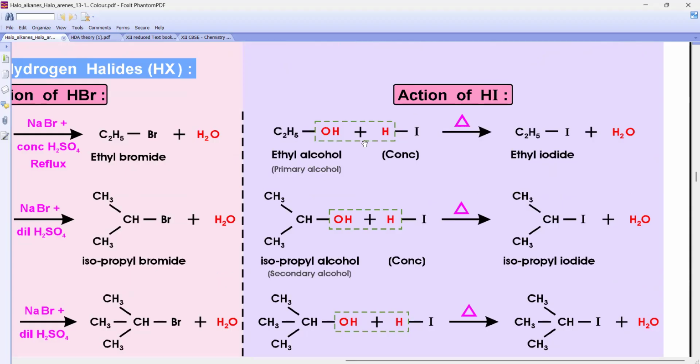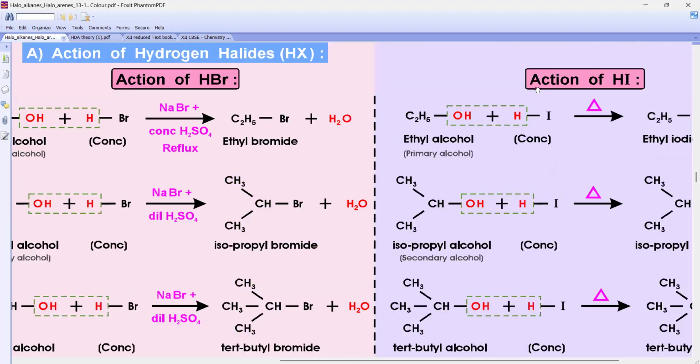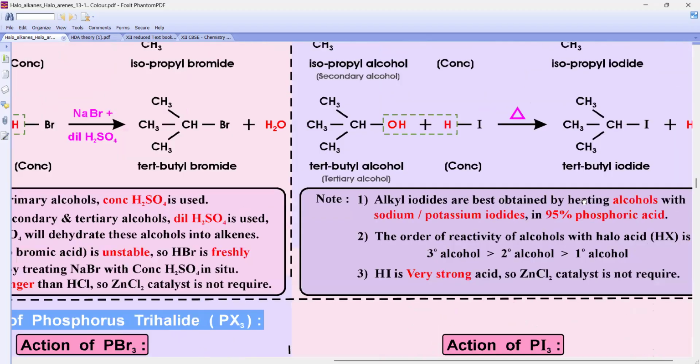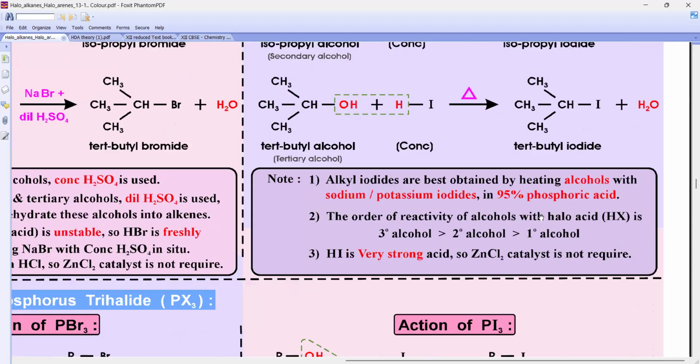In halogenation we use HBr, but with whom? Alkene. Here it is alcohol, right? Obviously we use it. Okay? Clear? Any difficulty till here? What is the order of reactivity here? Tertiary is more reactive than secondary.